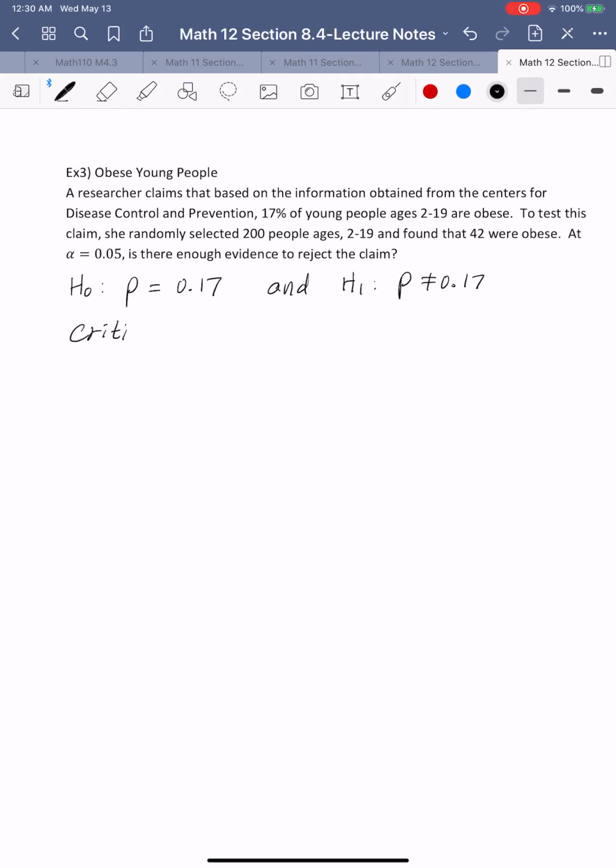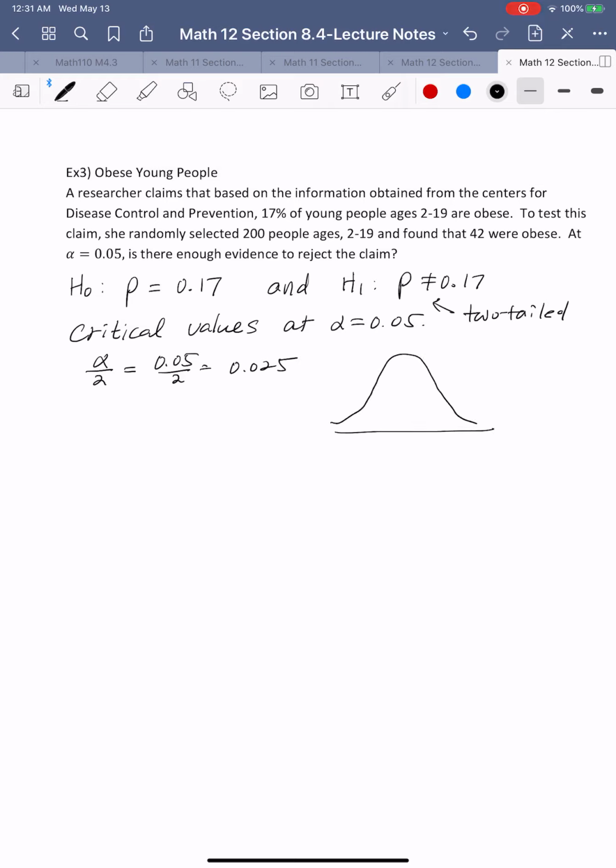So the critical value, at alpha equal to 0.05, is a two-tail test. So we need to find alpha over 2, which is 0.05 over 2, which is 0.025. We need to find the z-score where one side has an area of 0.025 and the other side has an area of 0.025. It's symmetric, so if you find the z-score of one, the other is just the positive or negative of it.